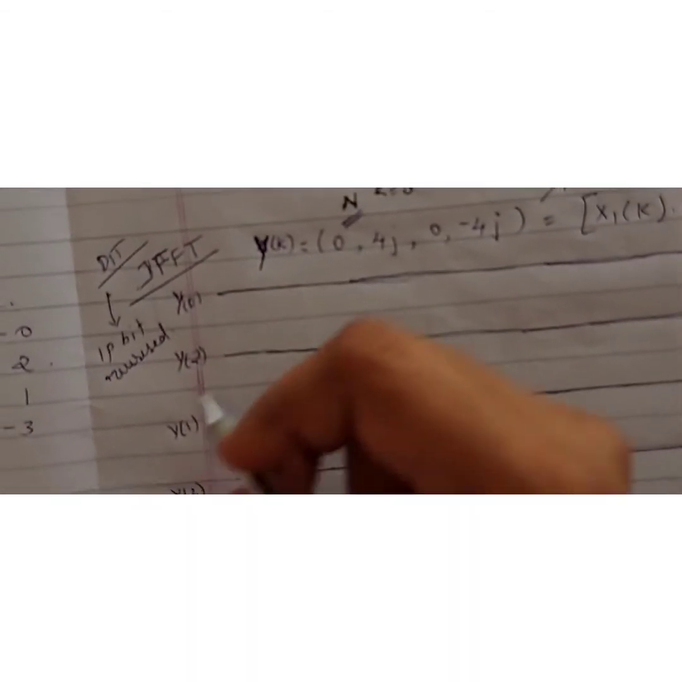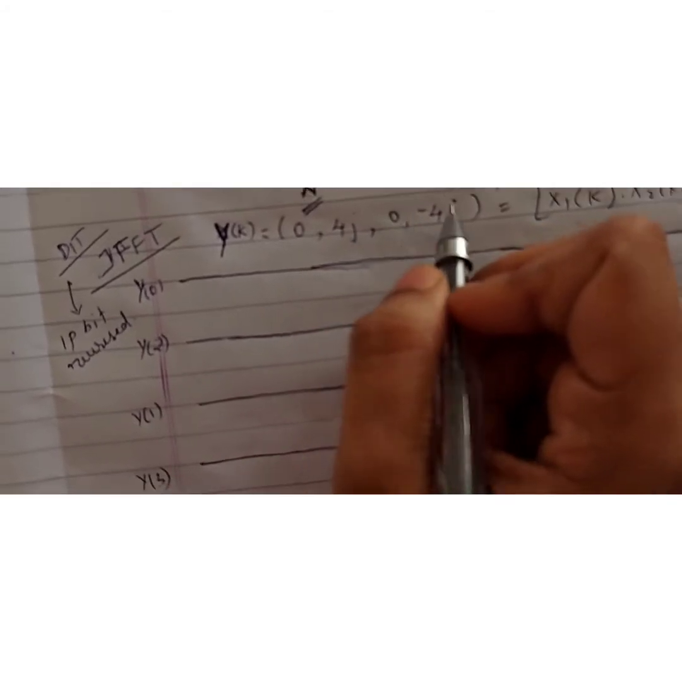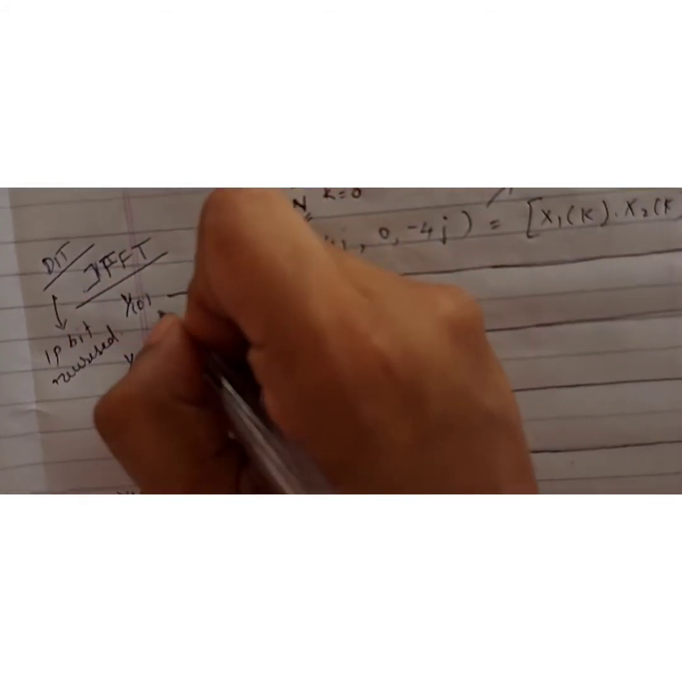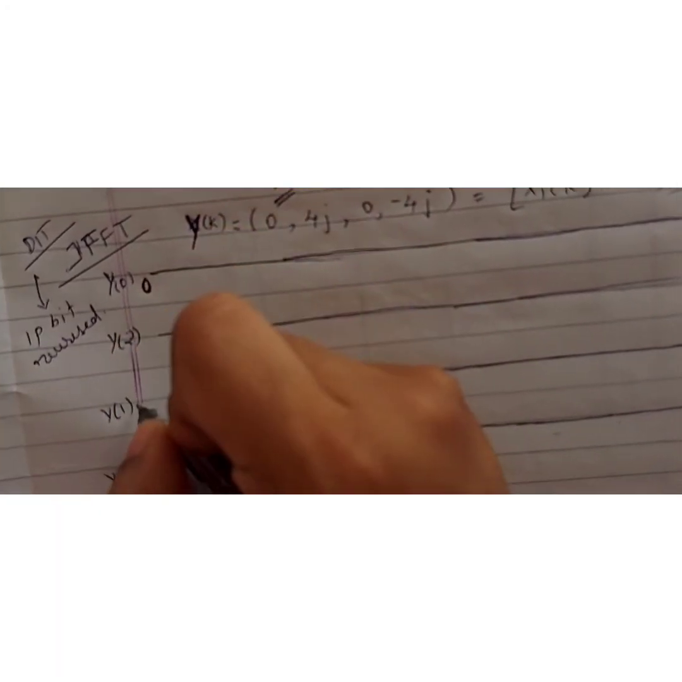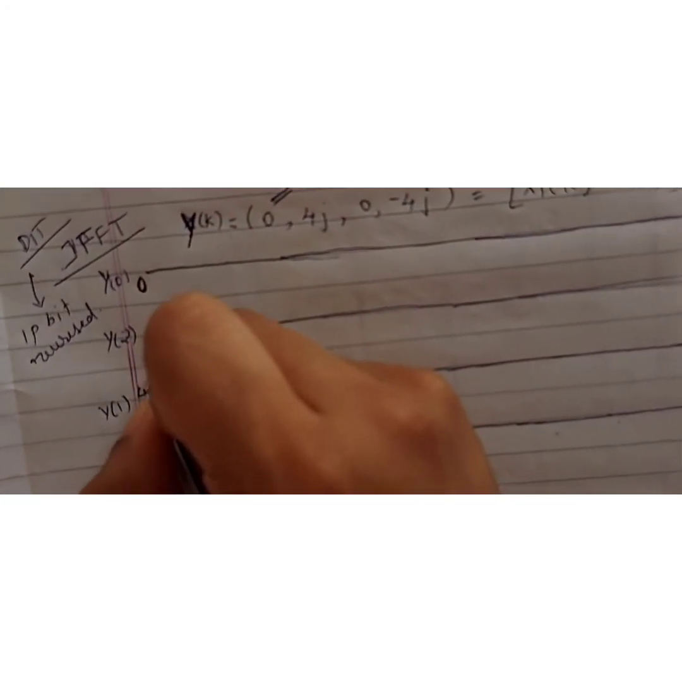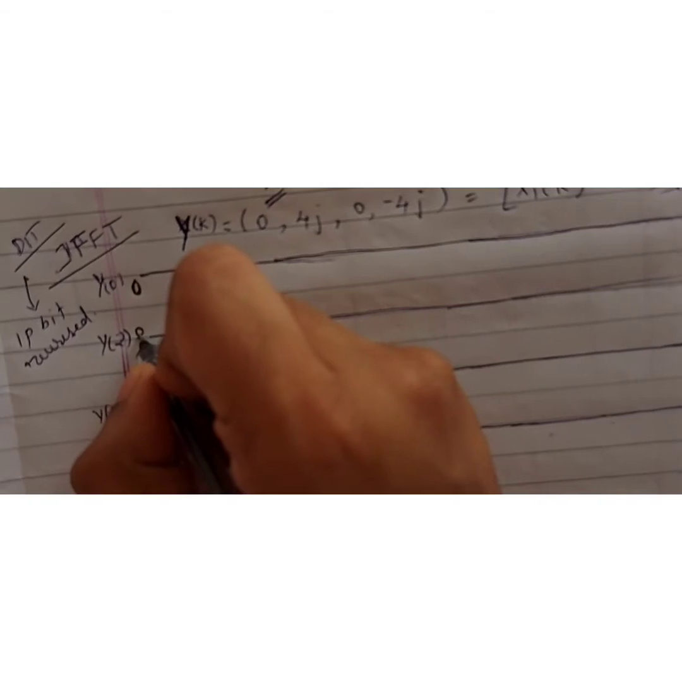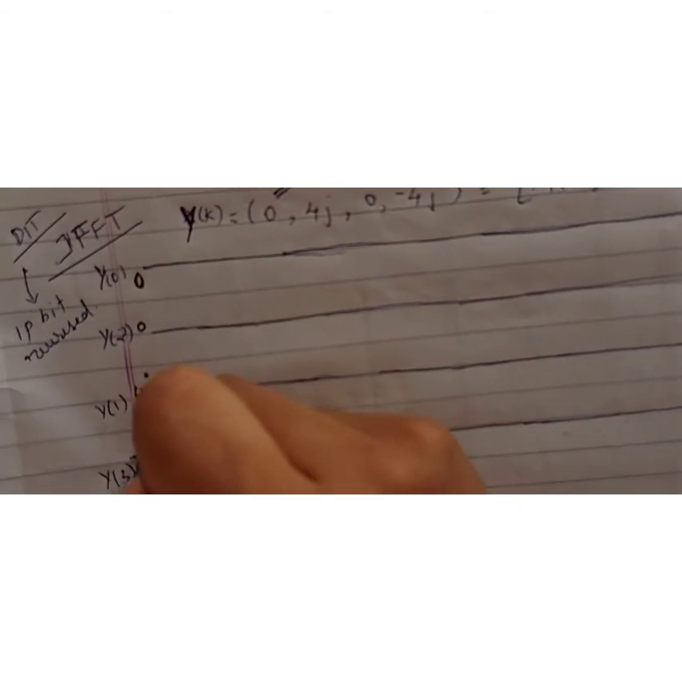Let me feed in the inputs. It is 0, 4j, 0, minus 4j. So it is 0, plus 4j, 0, minus 4j. Okay, these are the inputs. Now let's draw the butterfly structure.